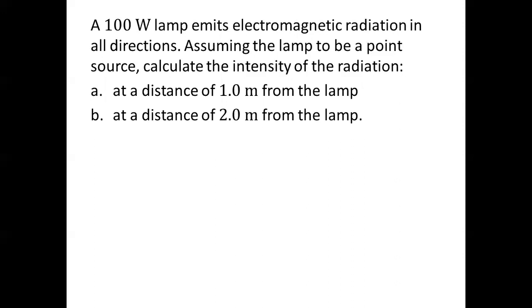Now, notice that in this problem, we were given two conditions. First is that the lamp is assumed to be a point source and that the electromagnetic radiation is emitted in all directions. That means the problem will look like this. We have the point source. The electromagnetic radiation is emitted in all directions. That means the energy is also being emitted in all directions.